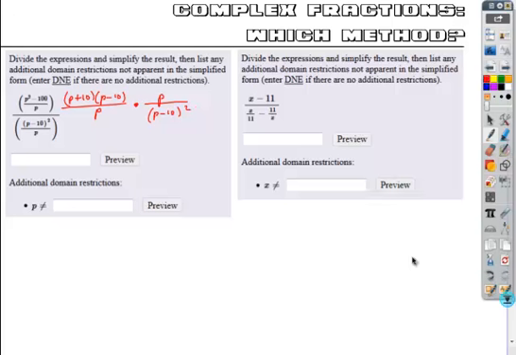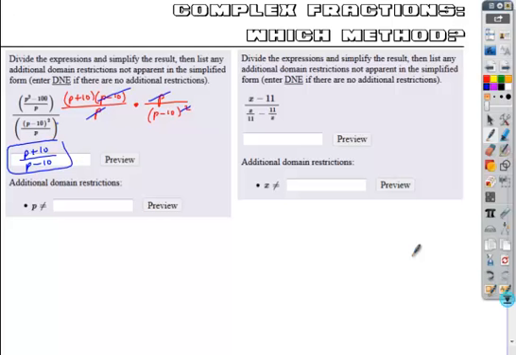When you cancel any common factors, the p's cancel. P minus 10 cancels with one of these, and you're left with your solution here of simplified form of p plus 10 in the numerator, p minus 10 in the denominator. There's nothing else that simplifies or cancels here.